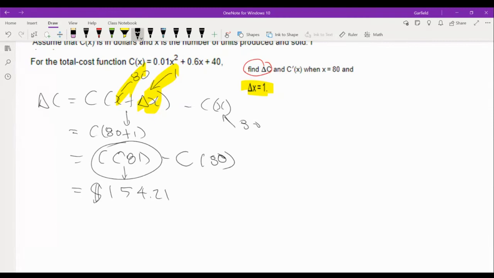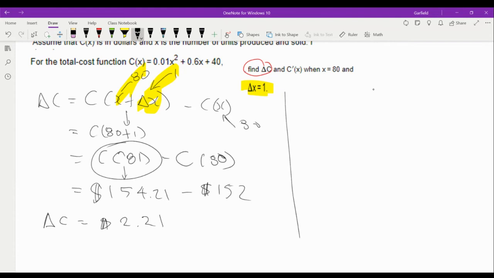How about C of 80? 152. And when you subtract those, we get $2.21. So the change in costs for 1 unit was $2.21. And that's the actual change in cost.